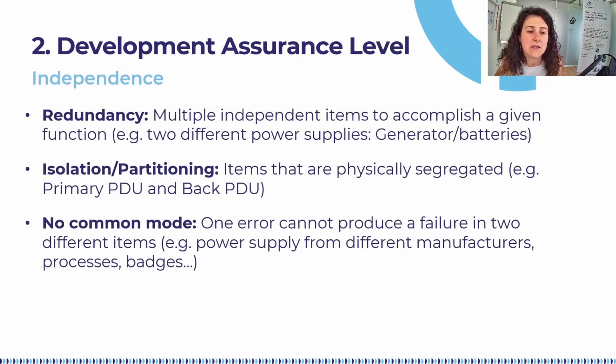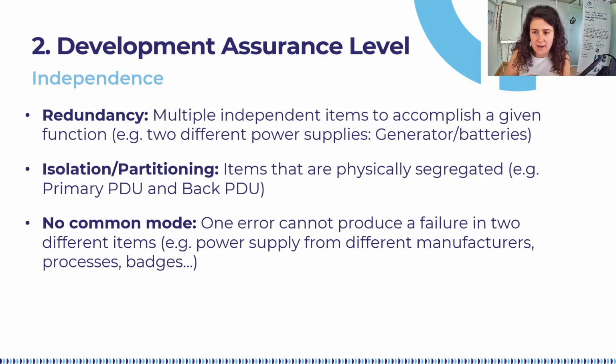Okay, that is complex, a little bit tricky for software. For hardware, it's a little bit easier to demonstrate that, but for software it is tricky. So to demonstrate independence, we need to comply with 3 criteria: redundancy, isolation, and no common modes. The redundancy is that you have multiple independent items to accomplish a given function. For example, you need to give power to an aircraft, so you will have batteries and generators. Okay, you have redundancy, fine.